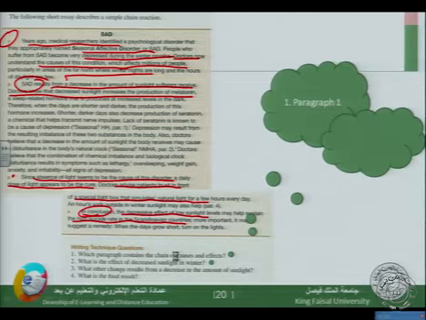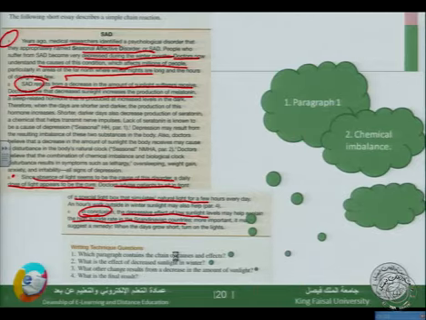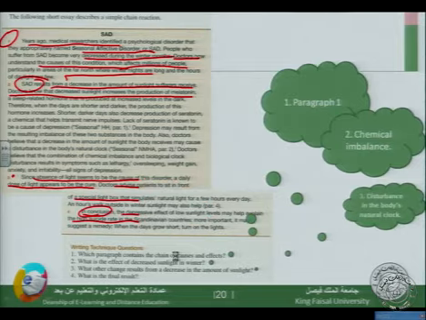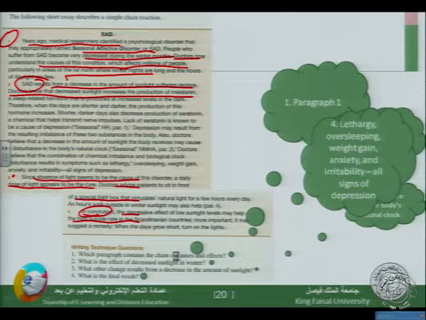What is the effect of decreased sunlight in winter? It's chemical imbalance. What other change results from a decrease in the amount of sunlight? Disturbance in the body's natural clock. What is the final result? It was lethargy, oversleeping. You can find all of these answers right here in the conclusion.